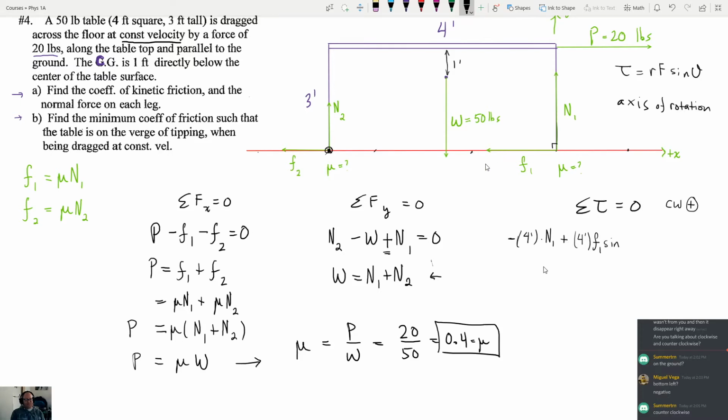The angle between F1 and the distance from here to here. It's 180 or 0, right? We can choose either. So I'll just use 0. So this is just going to be a total of 0. That force isn't going to cause any torque because it's pulling right on to the axis right there.